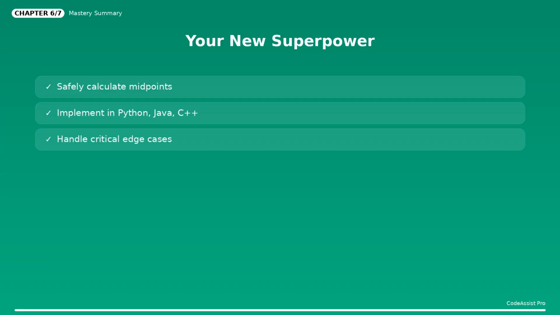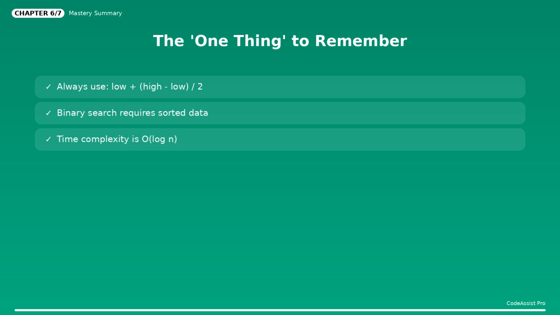You've now seen how one algorithm manifests across the 3 most popular languages. You've learned why the midpoint bug killed Java code for years and how to avoid it. Whether you're using Python's simplicity or C++'s performance, you are now equipped to handle these arrays safely. If you remember only one thing, never use low plus high divided by 2. That one change makes your code professional grade.